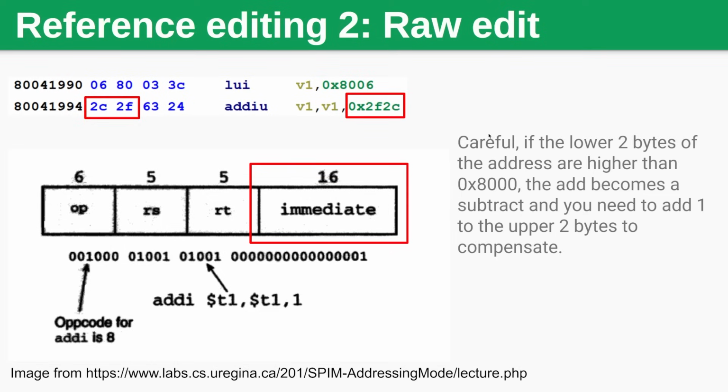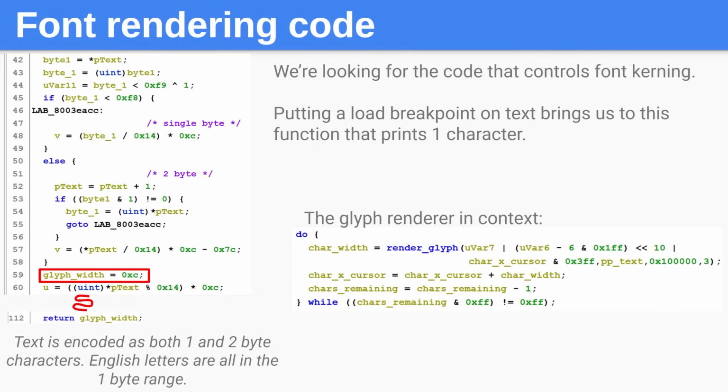There is kind of a wrinkle to this. If it's an add operation that you're editing, you need to check if the immediate value is higher than 8,000, because if so, this add actually becomes a subtract, and you need to add 1 to the upper 2 bytes to compensate for that.